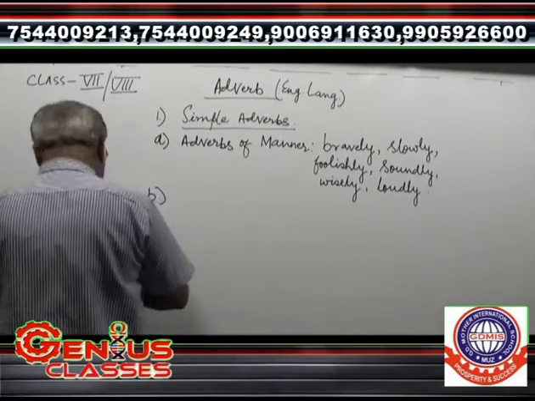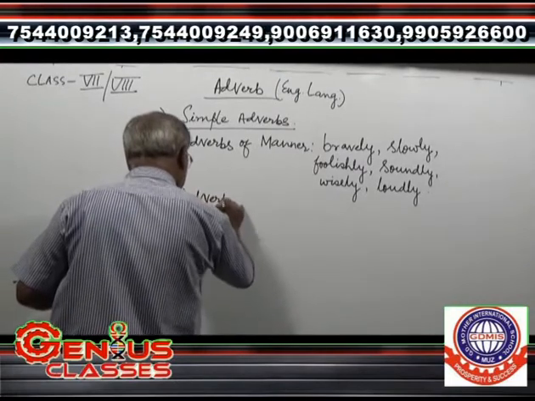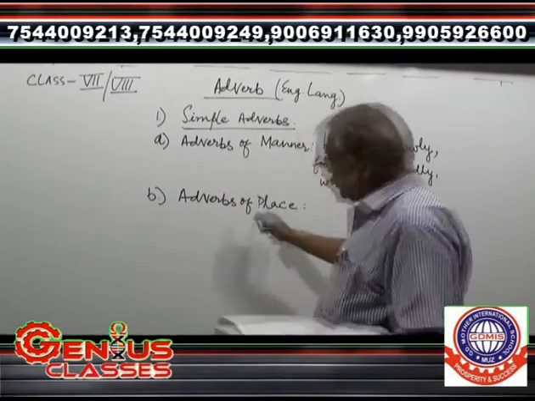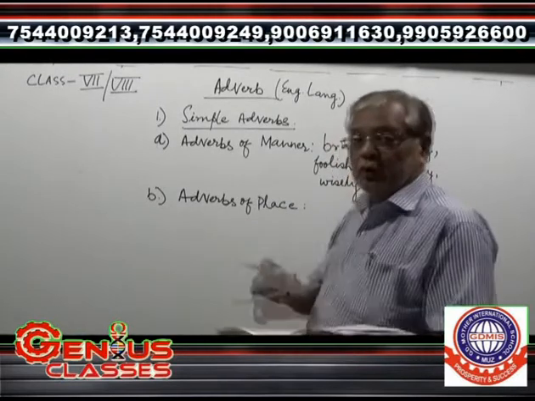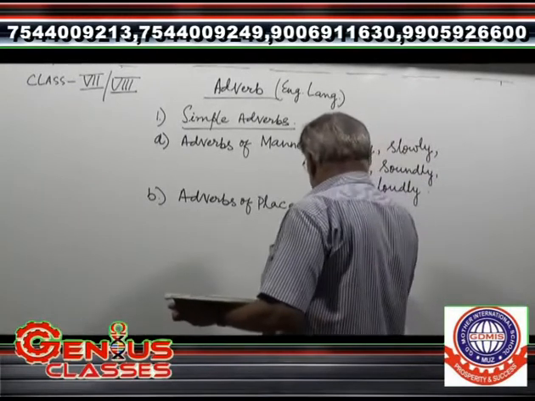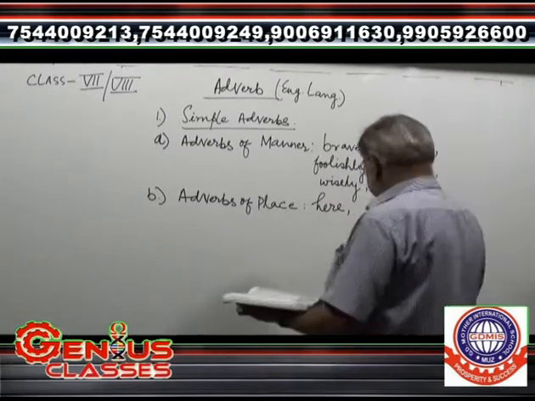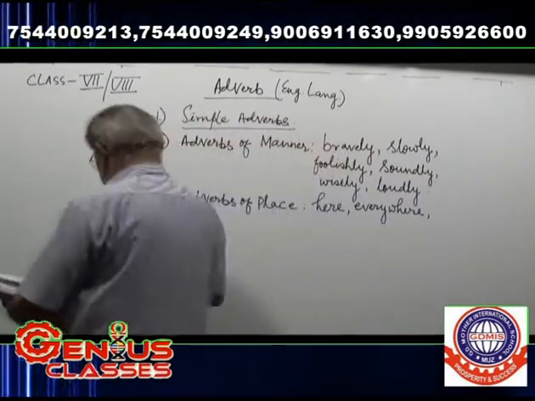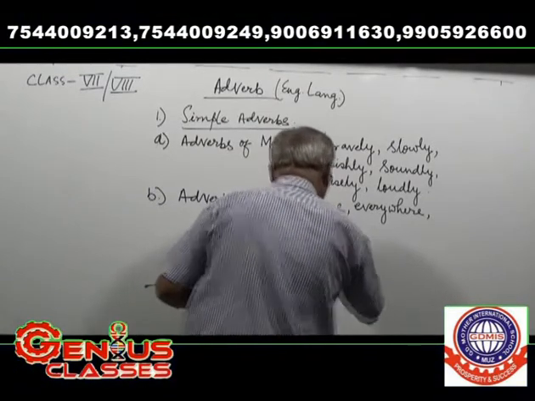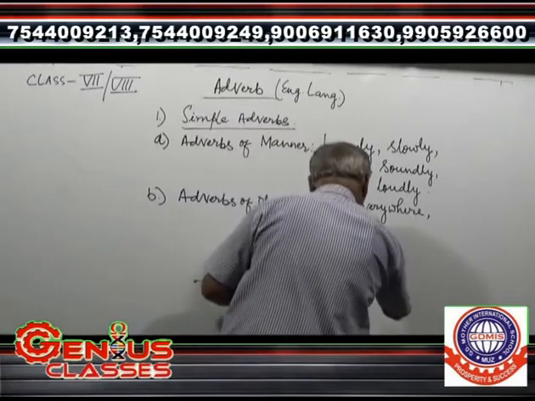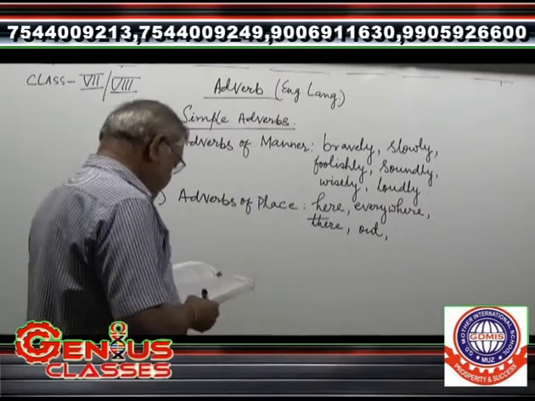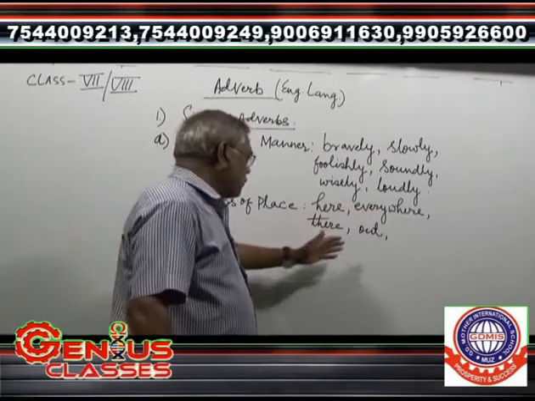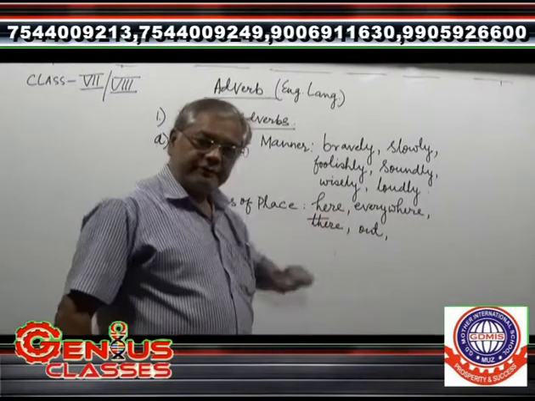Now the second one, B, adverbs of place. It shows the place, where exactly it is. What are those? The examples that can be quoted: here, everywhere, there, out. There are some different words also, examples can be quoted here, and likewise you have to make one sentence by catching one particular word.